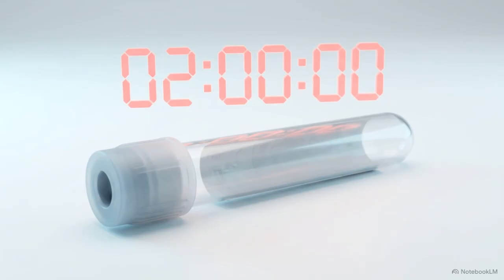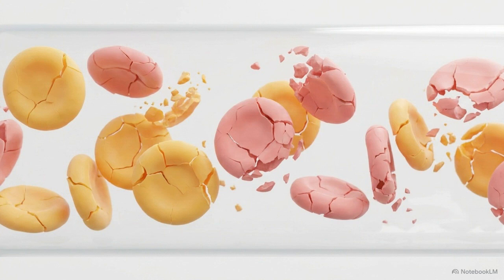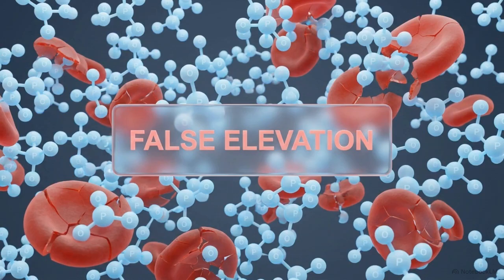The first trap is ex vivo erythrocyte leakage. If blood sits in a collection tube for more than 2 hours, the cells exhaust their glucose and lose membrane stability. Their internal phosphates leak into the serum, creating a falsely elevated reading.